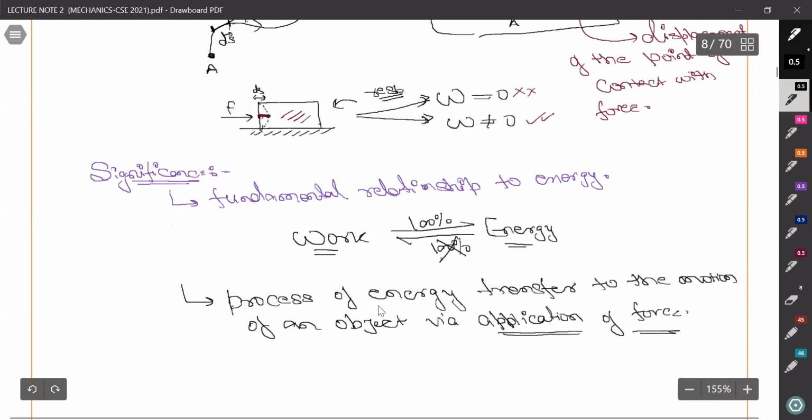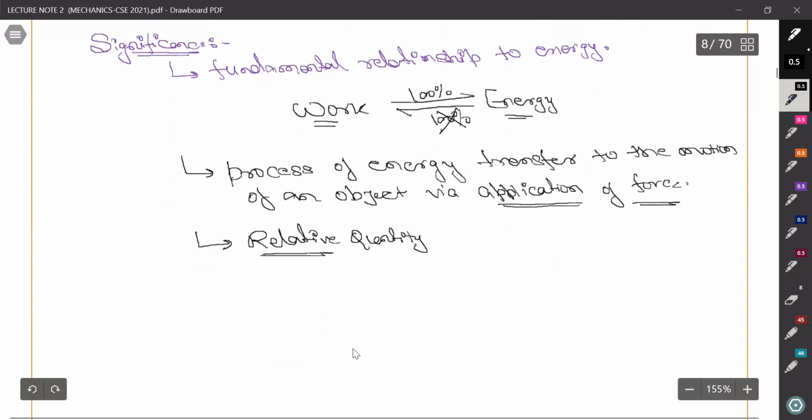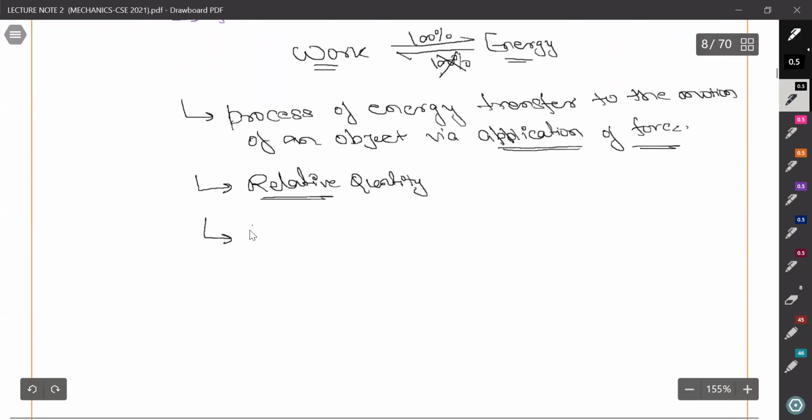Okay. Also, work done is a relative quantity, because displacement itself is a relative quantity. Okay. Also, you can write this also, it tells us the impact of force on energy change.